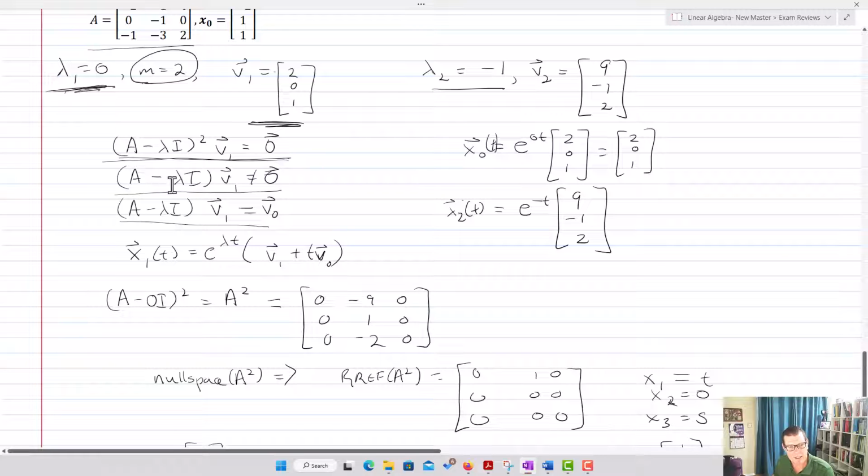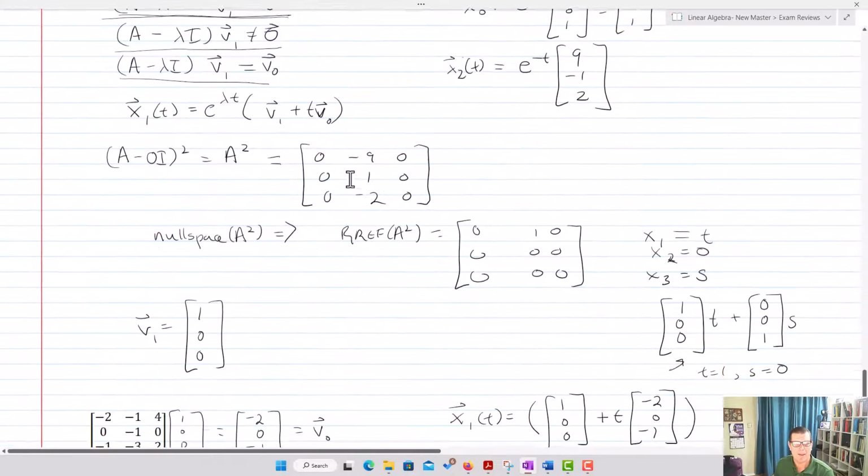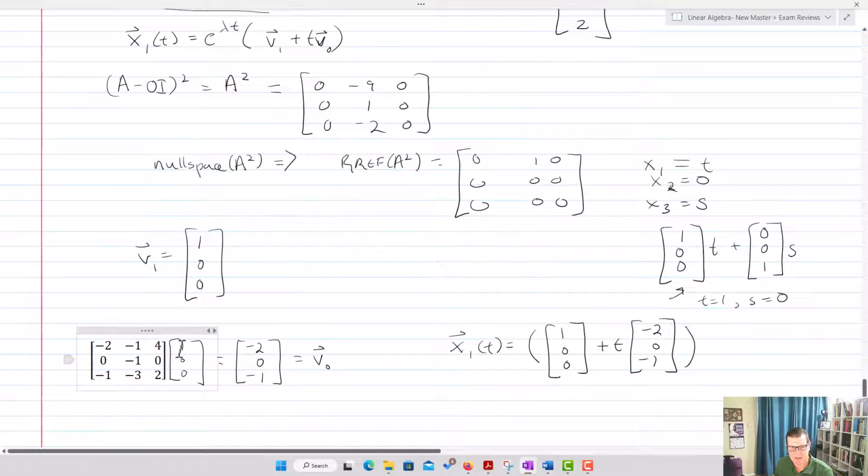Then I made sure that it wasn't 2, 0, 1 or any linear combination of 2, 0, 1, which would have actually given it back to 0. You can in fact go check, although I already did. The checking is right down here, where I took my matrix times 1, 0, 0, and I didn't get 0, so we're good. And that's my v naught.